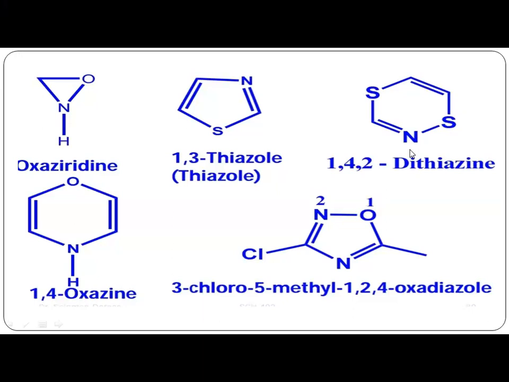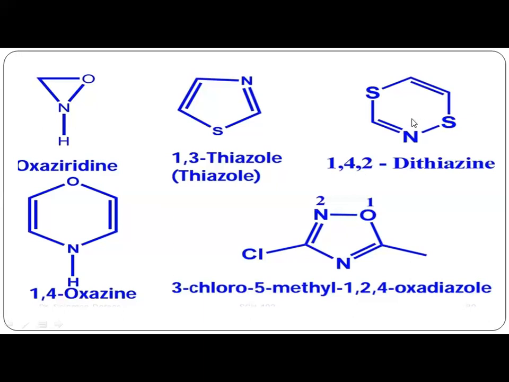So first we have to go for the nomenclature. First we are going to number this compound. Let's see. If I start from here, that is 1 for sulfur, then 2 for nitrogen, 3 for this carbon atom, 4 for this sulfur atom, then 5 and 6. This will be our naming. So at number 1 there is sulfur, at number 4 there is a sulfur, and at number 2 there is a nitrogen.